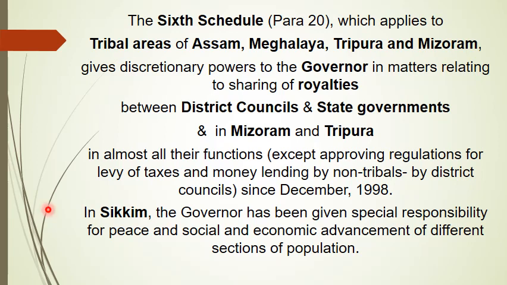The sixth schedule of the Constitution, Para 20, which applies to tribal areas of Assam, Meghalaya, Tripura and Mizoram, gives discretionary powers to the governor in matters relating to sharing of royalties between district councils and state governments. And in Mizoram and Tripura, in almost all their functions except approving regulations for levy of taxes and money lending by non-tribals by the district councils, and this provision is there since December 1998.